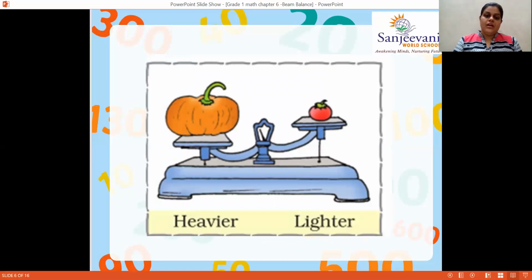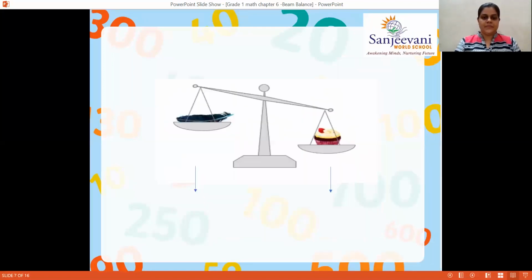Now, you have to tell me which one is heavier and which one is lighter. Simple. The one which goes down. Yes, there's a pumpkin and a tomato. So, pumpkin is heavier, so it will go down, and that is a tomato. So, it is lighter, right? So, pumpkin is heavier. Fine.